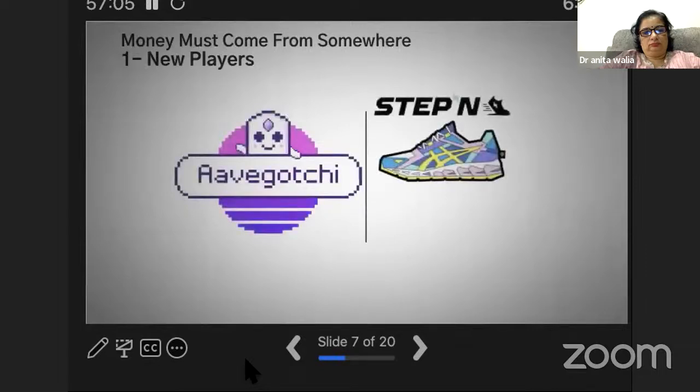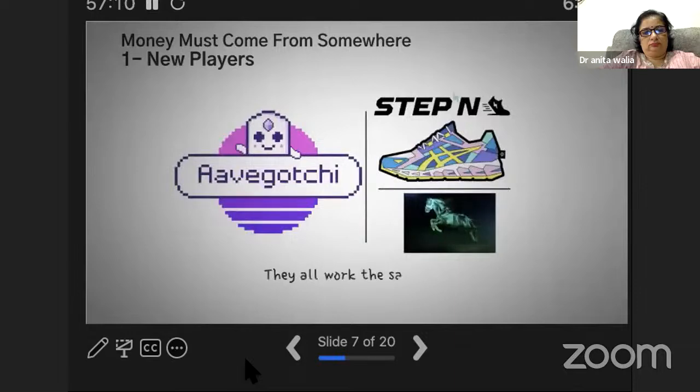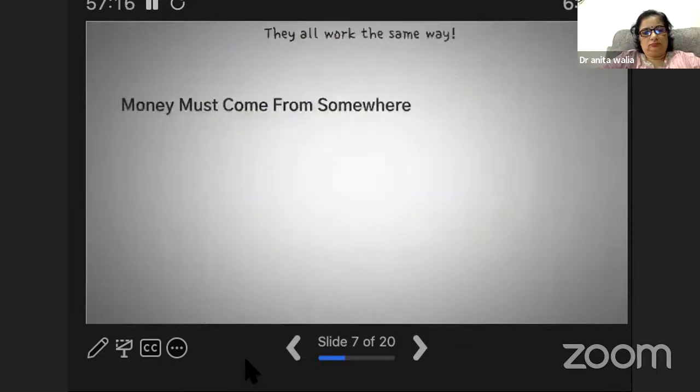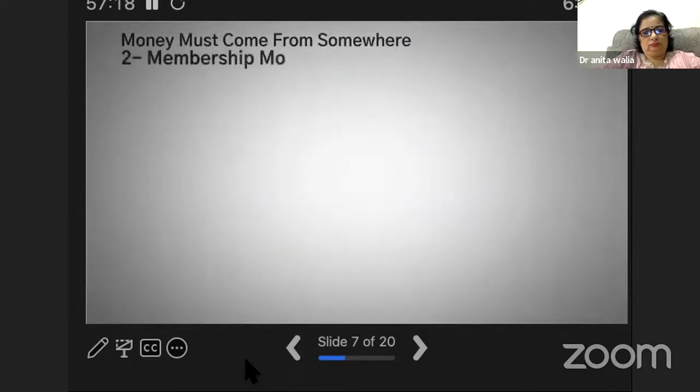Almost all play-to-earn games work this way. Avagachi, the Step and Shoe NFT game, Zed Run, the horse racing game, all of these work by taking money from new players and giving it to older, loyal players. So this just isn't a good idea. Let's move on to where the money can come from. Number 2, a membership model.